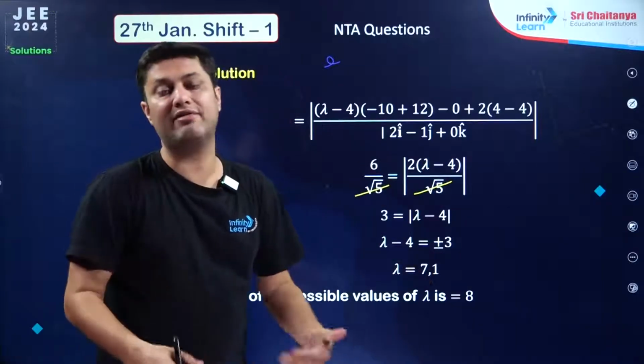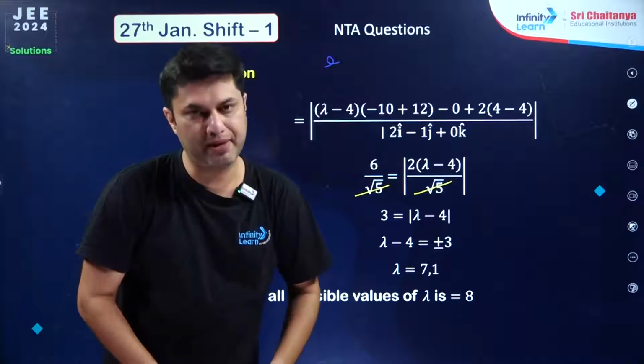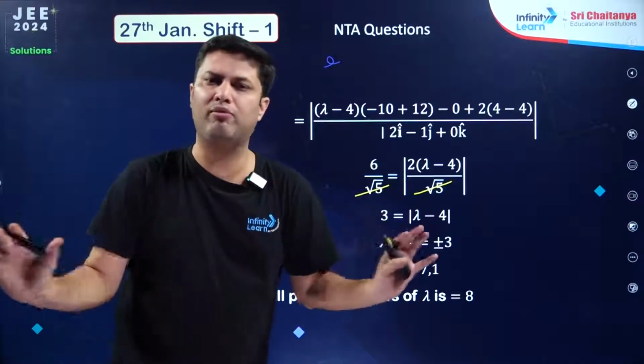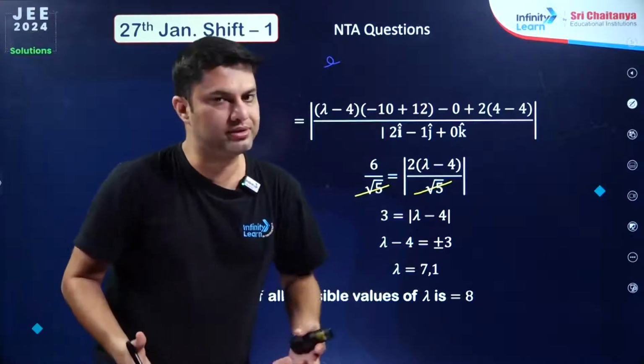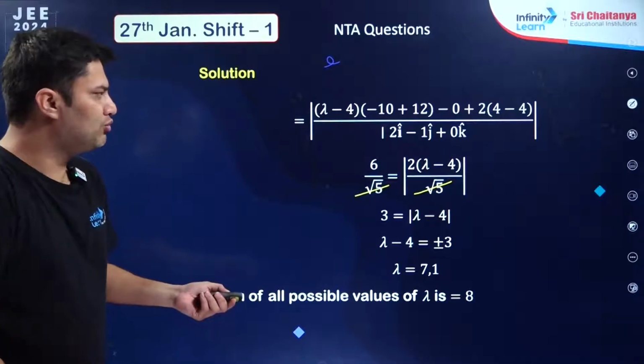Two values are coming, 7 and 1, and the sum is coming out to be 8. Very simple, straightforward problem, nothing extraordinary in this. Okay, let's move to the next question.